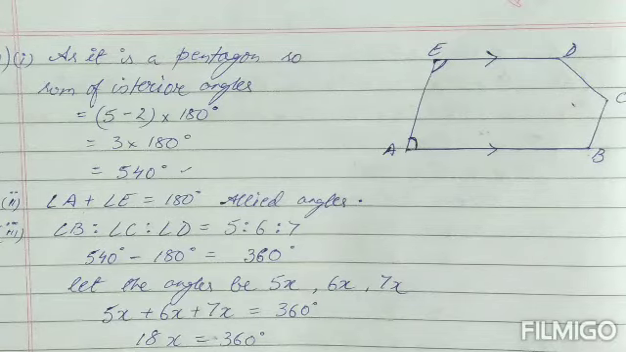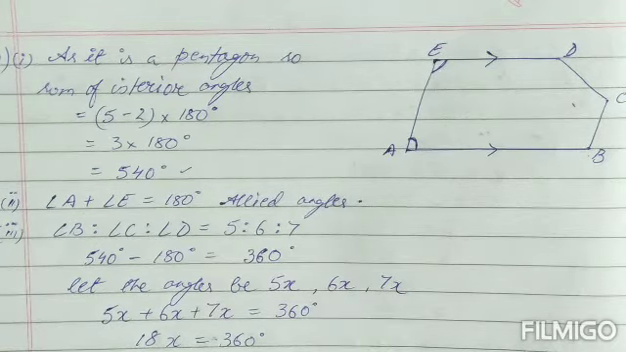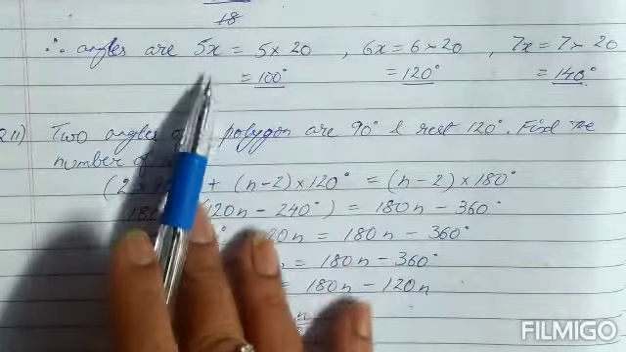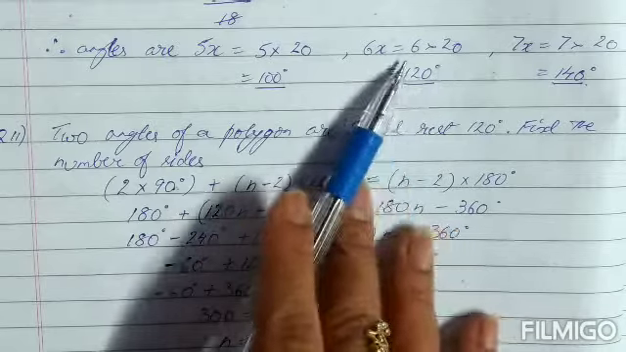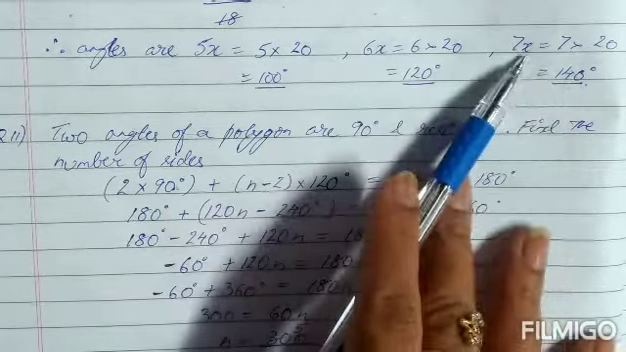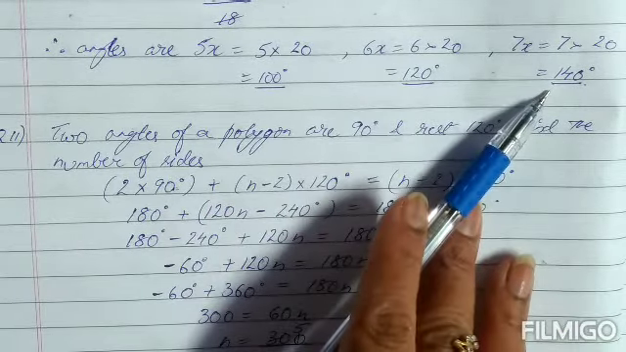Now once we get x, you are going to put the value of x and calculate it. 5x is equal to 5 into 20, 100. 6x is equal to 6 into 20, 120. And 7x is equal to 140.